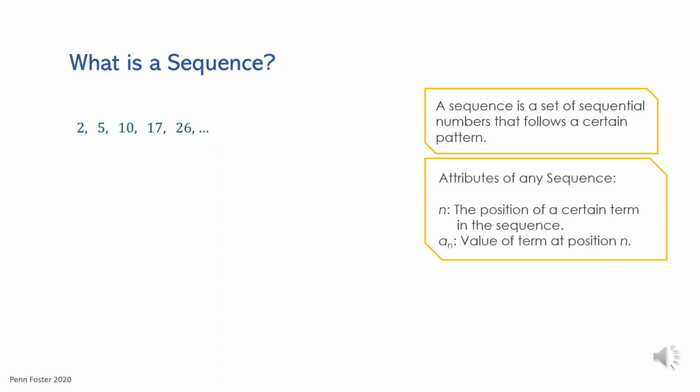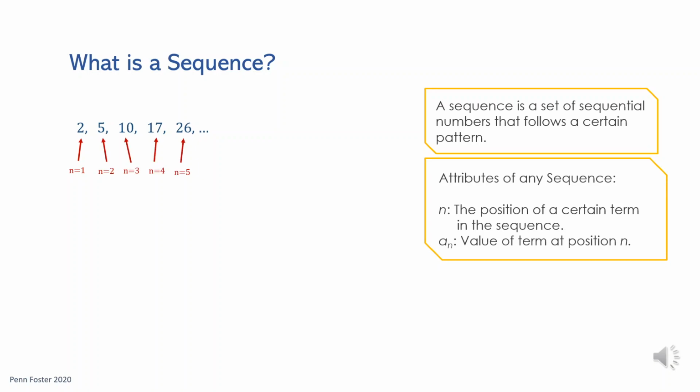Each term has a position or order in the sequence. So 2 falls at the first position, 5 in the second position, and so forth. The variable n is used to denote the order of terms in sequences. So 2 has n equals 1, 5 has n equals 2, and so on.